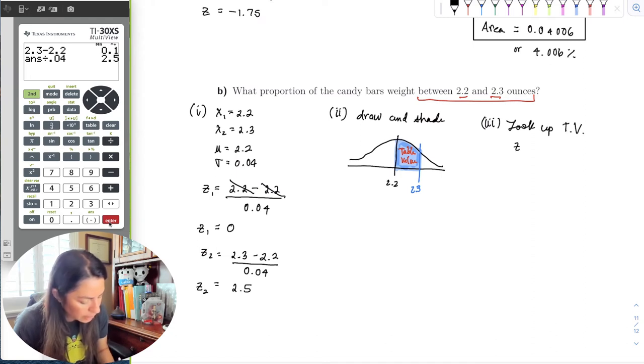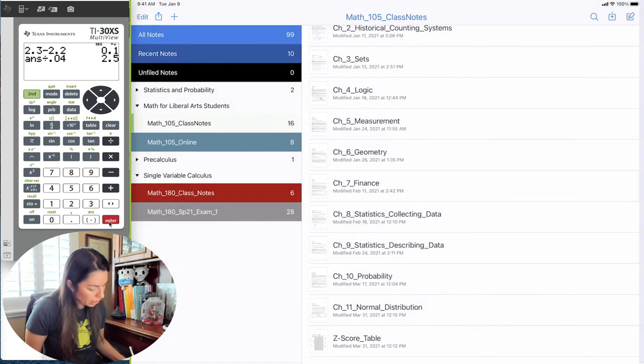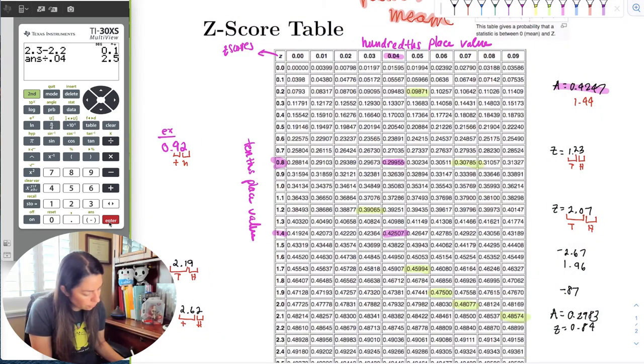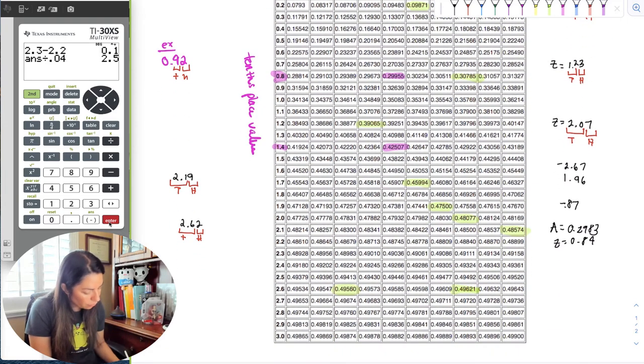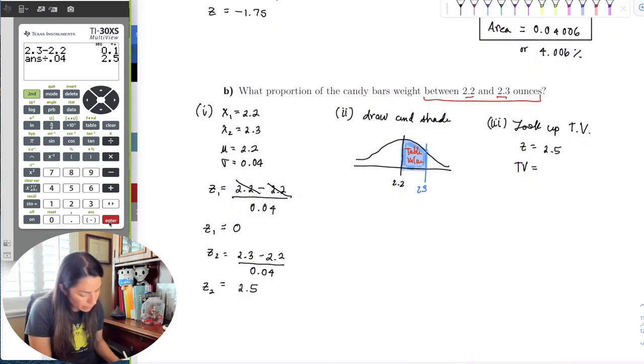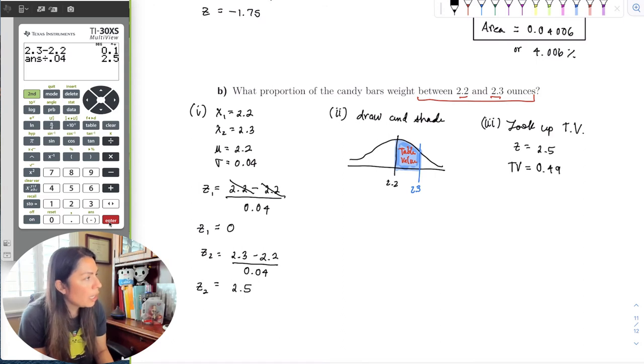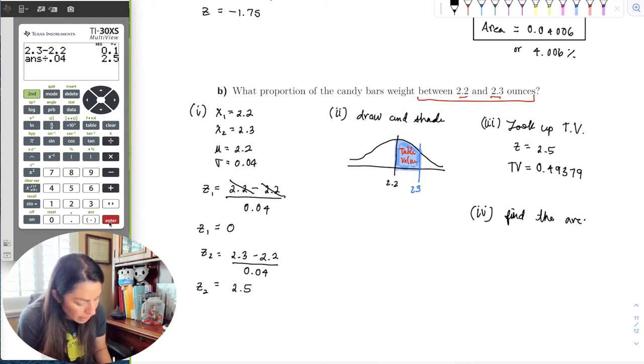The z-score we're going to look up is 2.5, and therefore the table value will be equal to, let's look that up. 2.5 is down 2 point, then 5, and just 0 would be this column, right? Just 2.5 by itself. So 2.5 would be 0.49379. Let's write that down. The table value would be 0.49379. The last part is to find the area, but the area in this case is the table value, as we can see from our picture. So it'll be 0.49379.